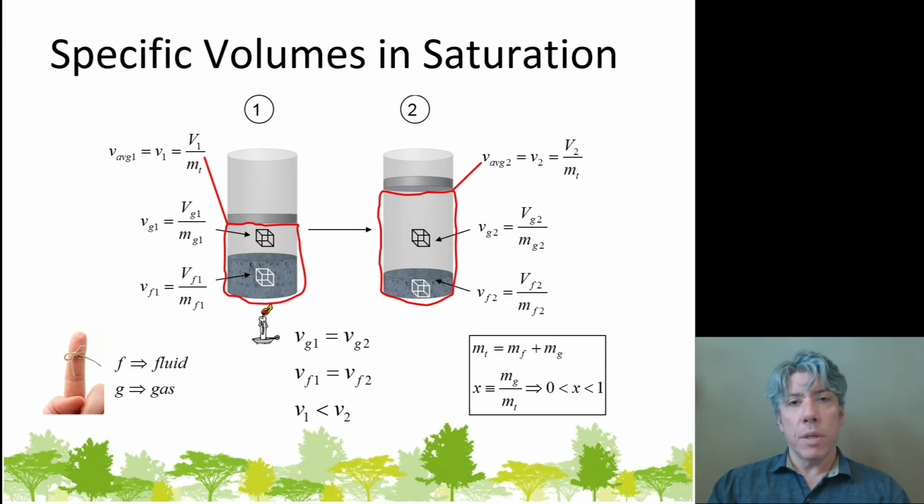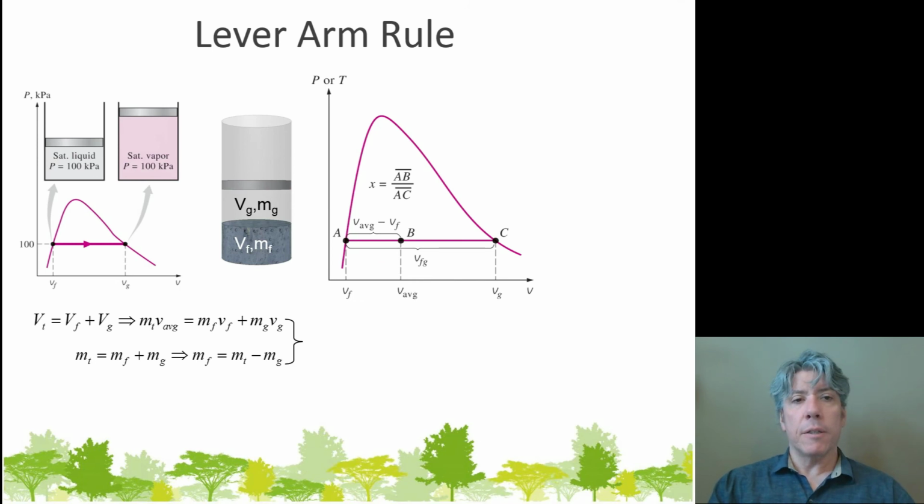So this symbol called X, called quality, we define to be the mass that's in the gas phase over the total mass, and it varies between 0 and 1. And all it does is tell us the relative amounts of vapor and liquid. That's really all it does. But it's a very useful concept because it helps us to figure out average properties. Okay, it also helps us figure out particular properties, but we'll see that in just a minute.